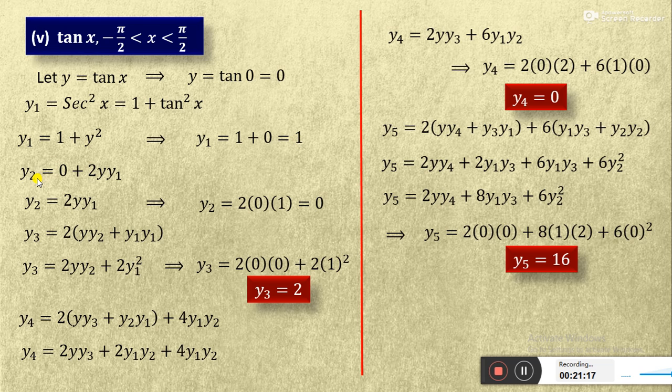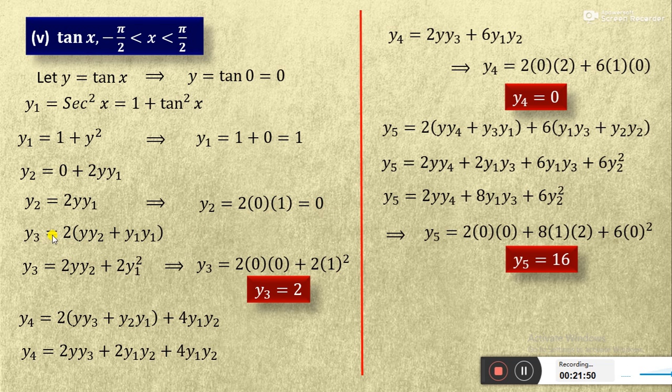Next I calculate y2. So y2 means the differentiation of y1. Y2 means second derivative. So y2 equal to differentiation of 1 is 0 plus differentiation of y square is 2y y1. So y2 equal to 2y y1. I substitute: y value is 0, y1 value is 1. So 0 into anything is 0, therefore y2 equal to 0.